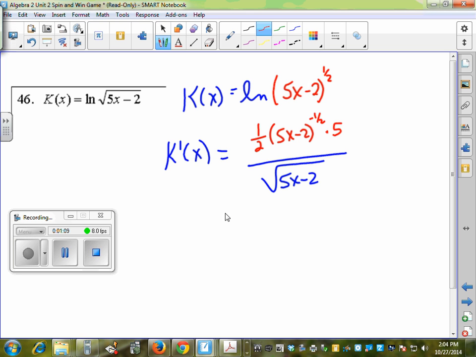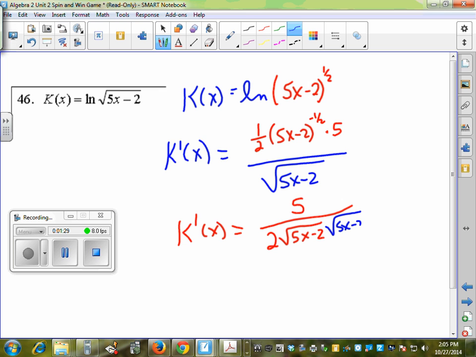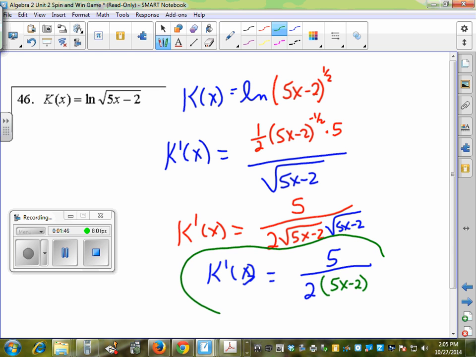We'll go ahead and clean this up now a little bit more. The 2 will move to the bottom. That square root, half power, will move to the bottom and become a positive half power. The 5 will stay there. We already had square root of 5x - 2 on the bottom. So our final answer is going to be, and any square root times itself is that thing, so that would be your derivative.